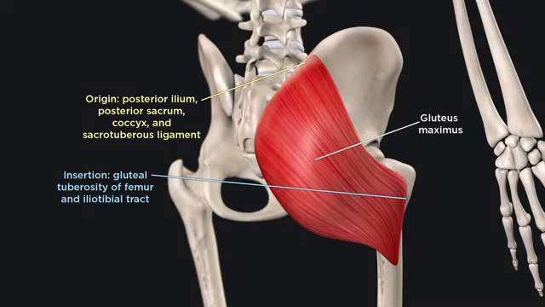Gluteus maximus has a broad origin along the outer ilium, the posterior aspect of the sacrum, the coccyx, and the sacrotuberous ligament, which remember connects the sacrum to the ischial tuberosity. The gluteus maximus inserts partly on the conveniently named gluteal tuberosity on the posterior femur, as well as on the iliotibial tract, often called the IT band, both of which we'll talk about more in the next lesson.